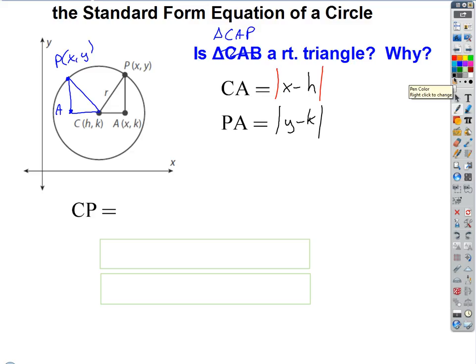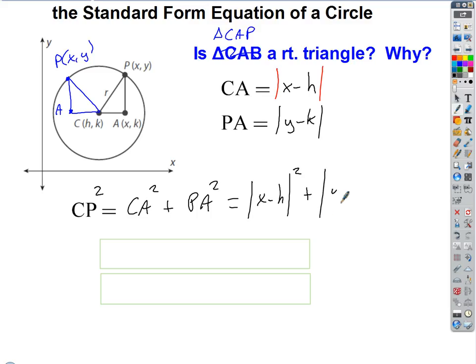I guess I could start off by saying, why don't we make CP squared, and then we can square root both sides if we wanted, right? Let's just say, what's the length of CP squared by Pythagorean theorem? Okay, so CA squared plus PA squared, and we know what those are, right? So I've got the absolute value of x minus h squared plus the absolute value of y minus k squared.